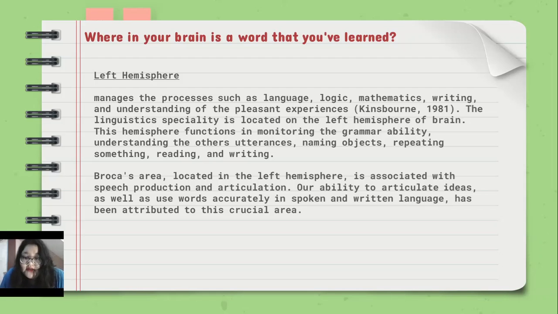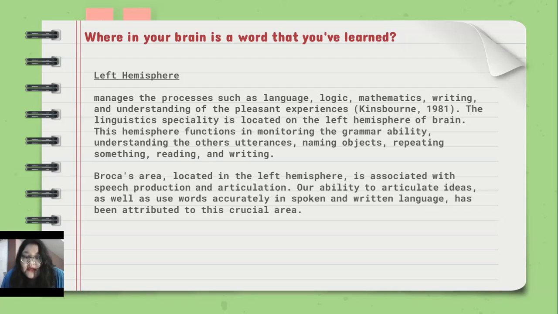Left hemisphere. It manages processes such as language, logic, mathematics, writing, and understanding of pleasant experiences (Kinsbourne, 1981). The linguistic specialty is located on the left hemisphere of the brain. This hemisphere functions in monitoring grammar ability, understanding other utterances, naming objects, repeating something, reading, and writing.